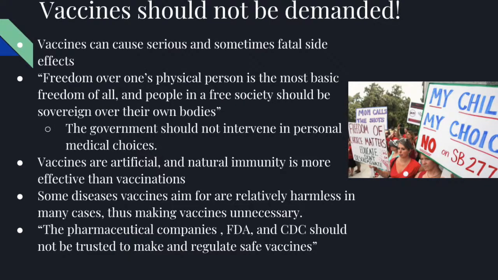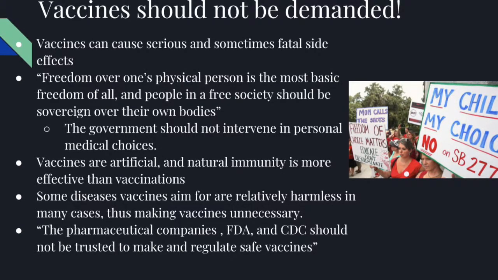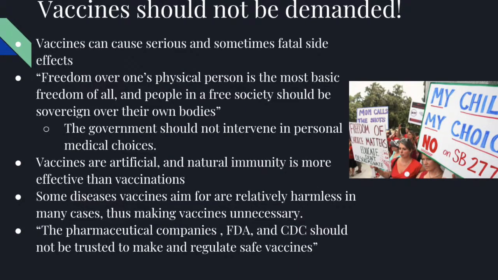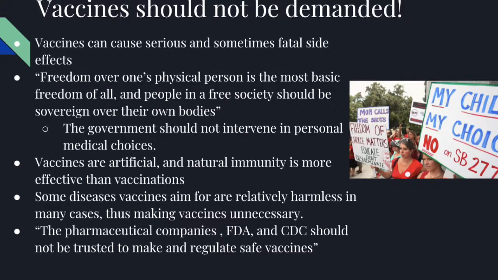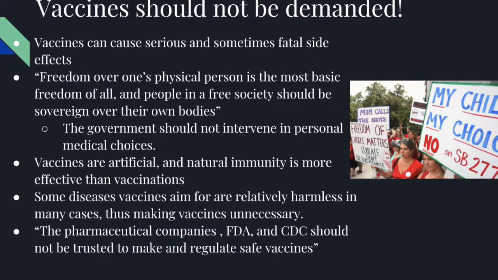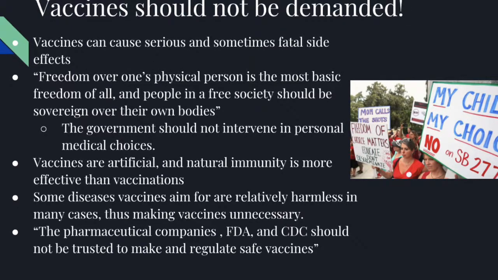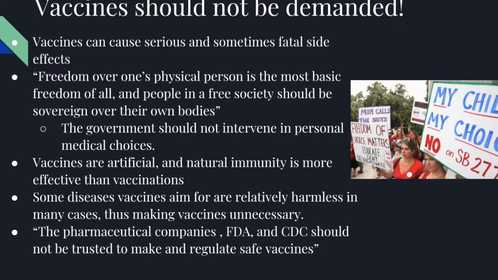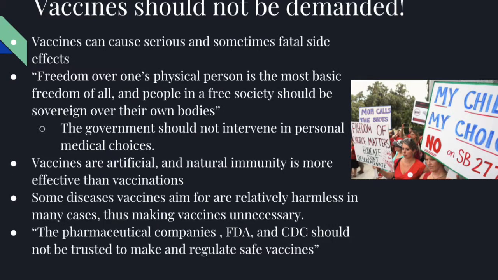Even pro-vaccine parties state that natural infection causes better immunity. The Mayo Clinic states that natural infection often provides more complete immunity than a series of vaccinations. The pharmaceutical companies, FDA, and CDC should not be trusted to make and regulate safe vaccines. The primary goal of pharmaceutical companies and doctors is to sell drugs and make a profit.